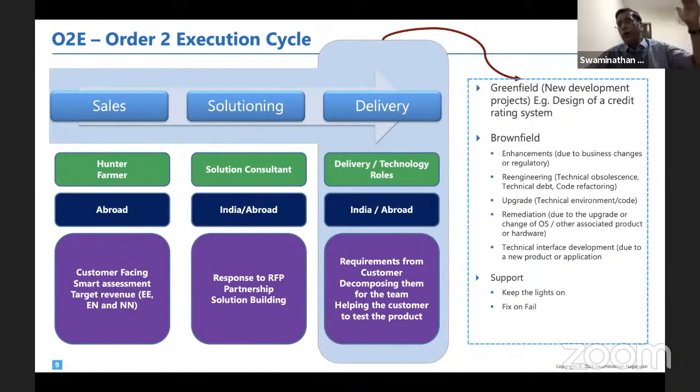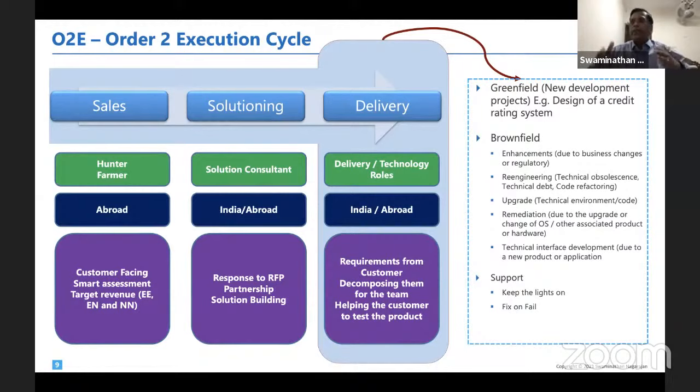You are upgrading the operating system. As a result of the upgrade, your same code may or may not work. You are not doing any enhancement. You are not increasing the functionality of the code. You are ensuring the same code will work after upgrading the operating system. So that is called remediation.